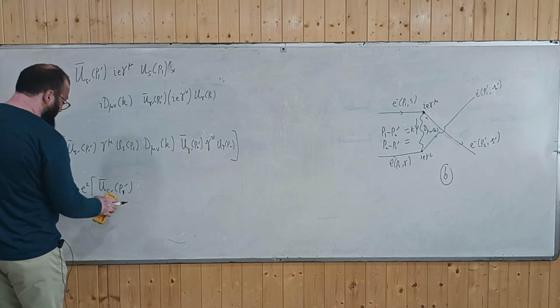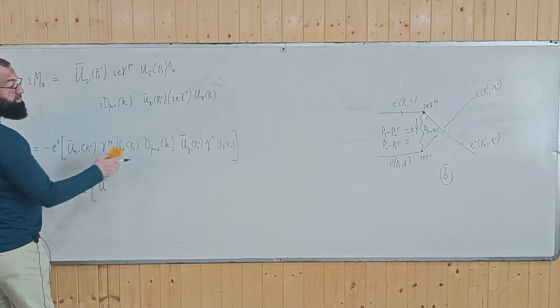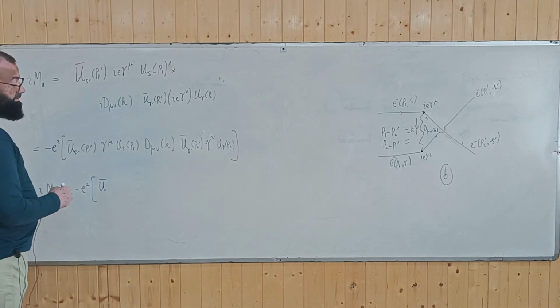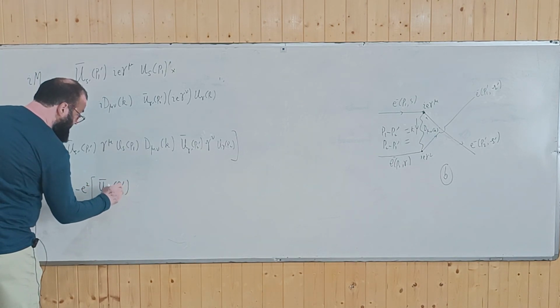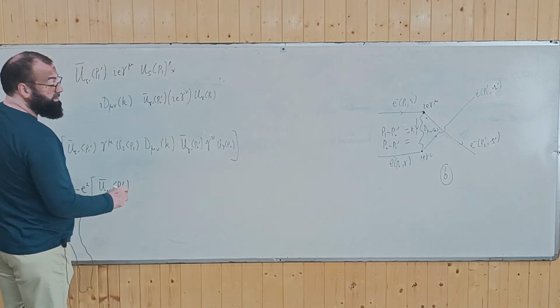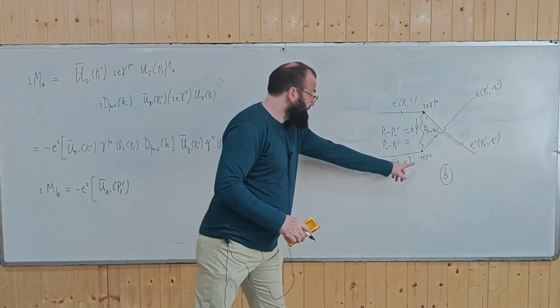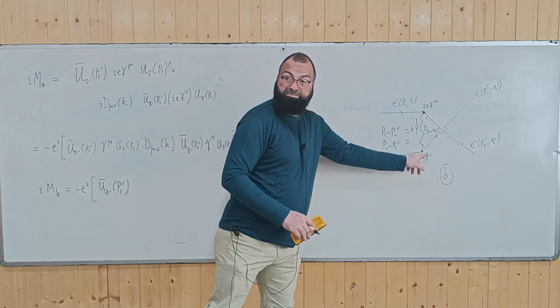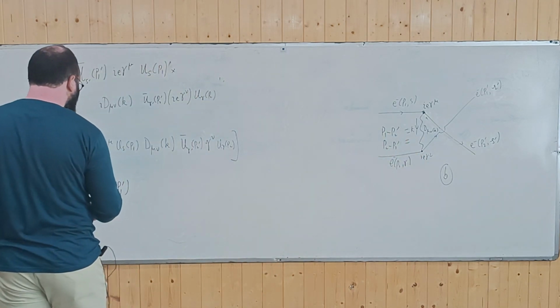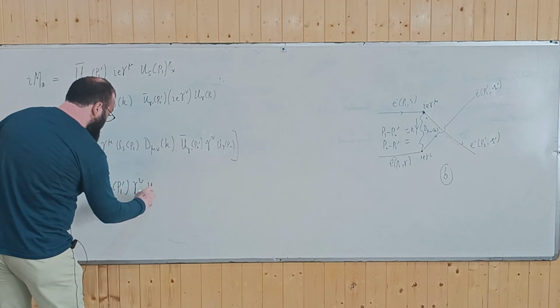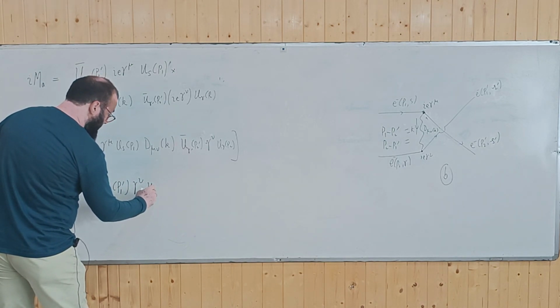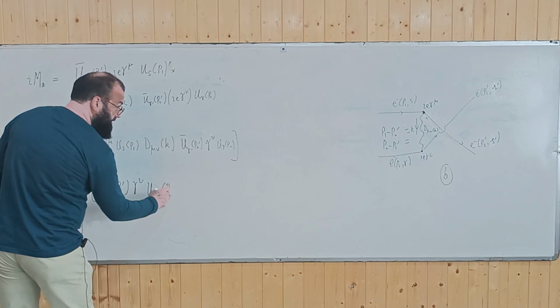So what is it? It is U bar R prime P1 prime. Then you are having gamma. What is the factor? This line is here. This is gamma nu. Gamma nu. Then what you are having? U R P2. Clear?